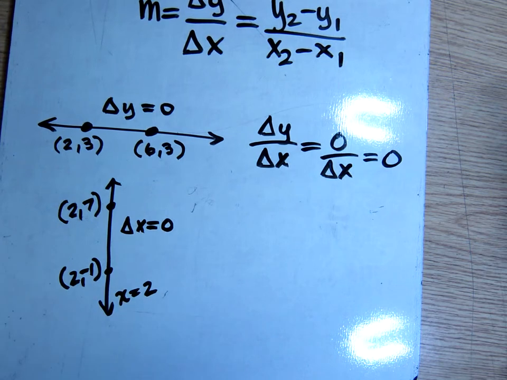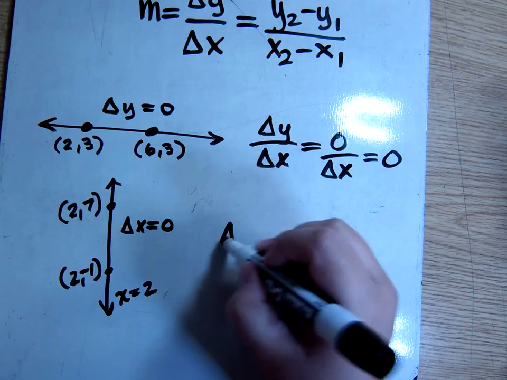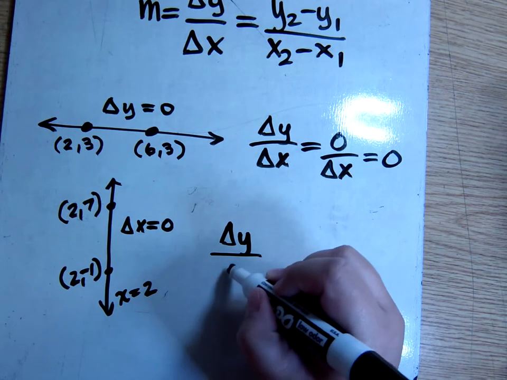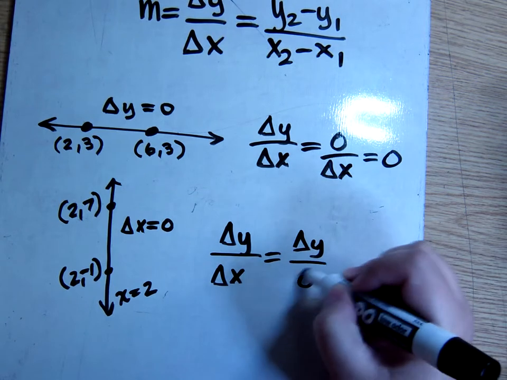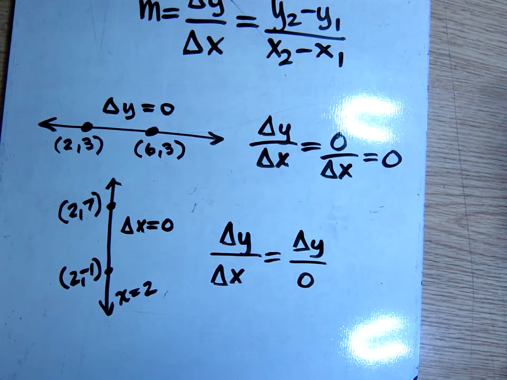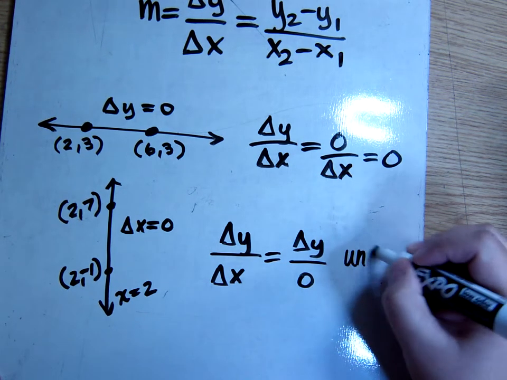on a vertical line. So if the change in x is 0, then regardless of what the change in y is, I'm going to have 0 in the denominator. 0 in the denominator is not allowed. That's undefined. A fraction with 0 in the denominator, we just say undefined. It doesn't exist, basically.